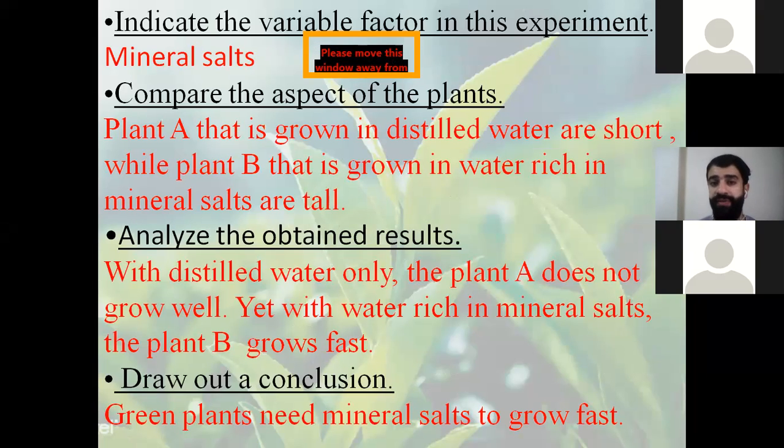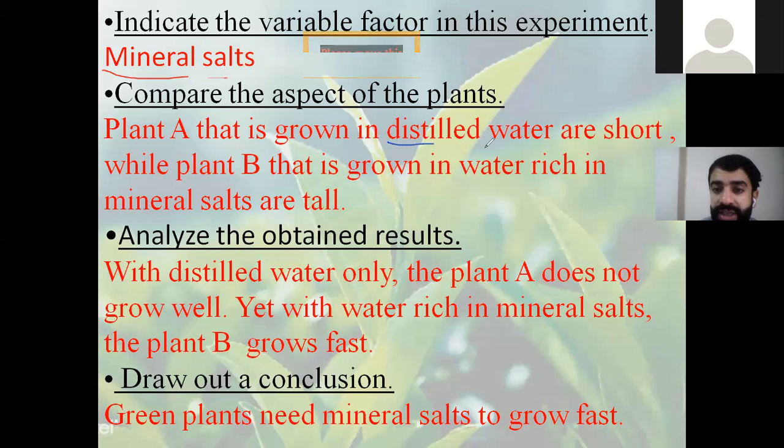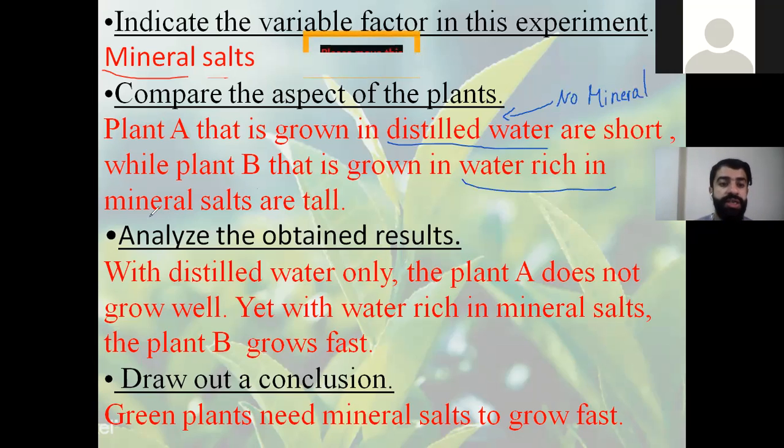First of all, the variable factor, as Asil Haidar said, is the mineral salts. Second, plant A is grown in distilled water. Whenever I say distilled water, it means no minerals, so they are short. While plant B is grown in water rich in minerals, so they are tall. With distilled water, plant A doesn't grow well, while with water rich in mineral salts, plant B grows fast.